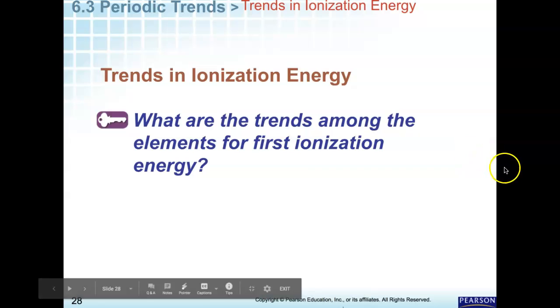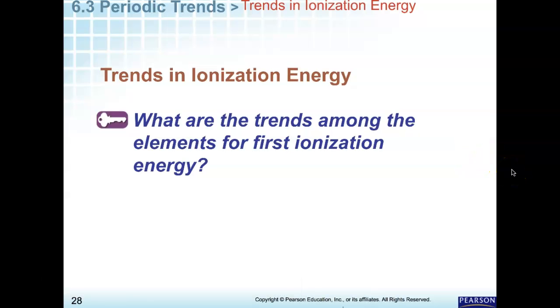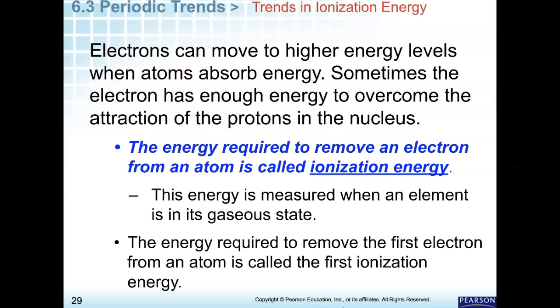We're going to talk about a second trend, which is ionization energy. Let's look at this a little more closely. Ionization energy is the energy required to remove an electron from an atom. It makes sense that if that electron is not attracted to the nucleus as much, it's going to take less energy. Makes sense, right?